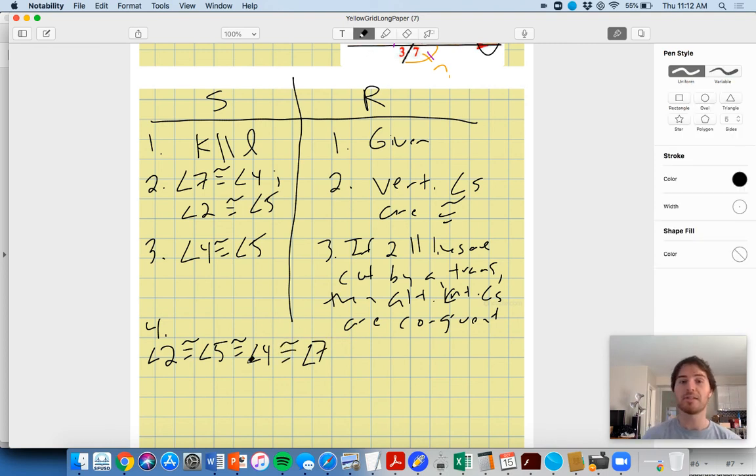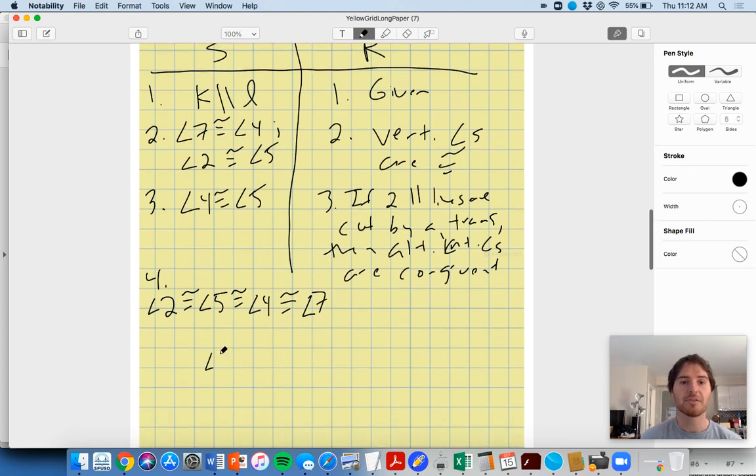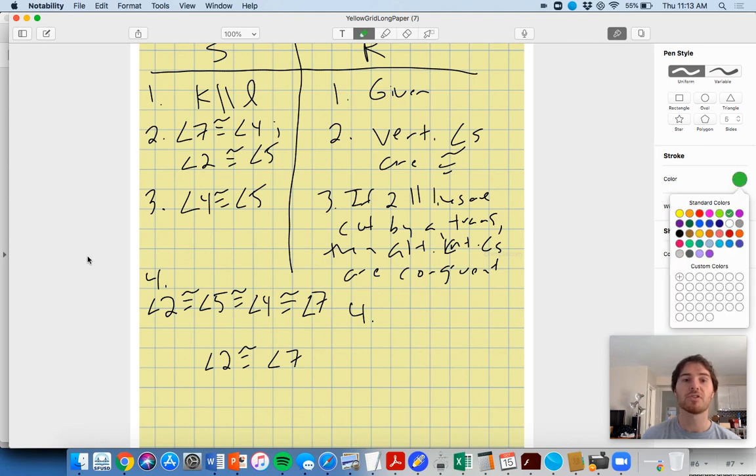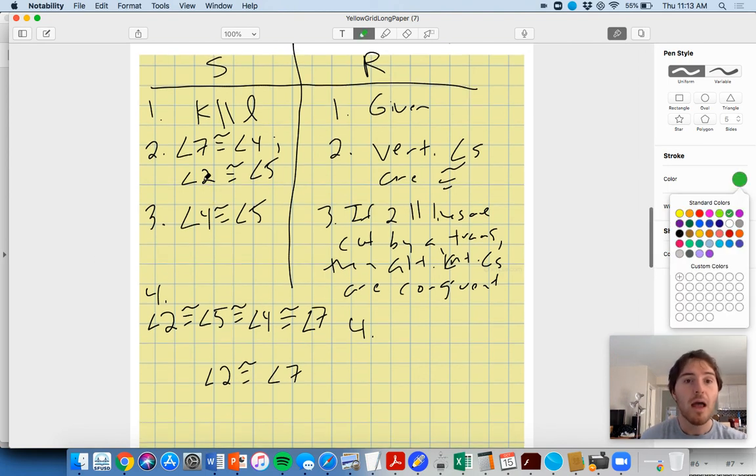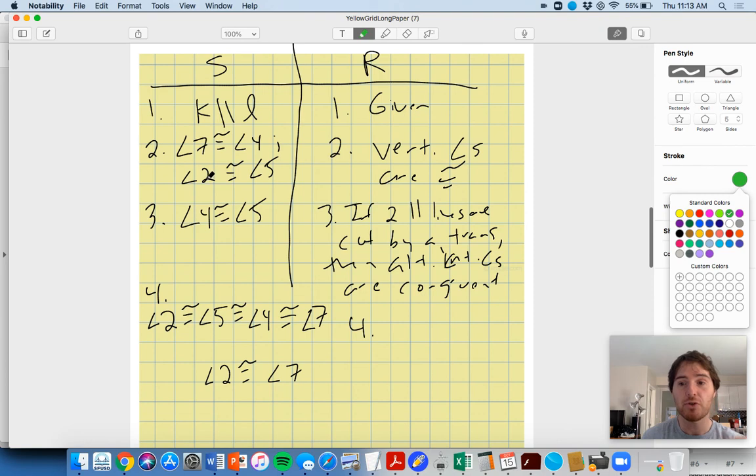These are congruent. Therefore, angle 2, right? Angle 2 would have to be congruent to angle 7, and we would finish the proof. Step 4 right here, okay? So the book tried to give you a little heads up about this earlier. What do we do here? Well, I'm trying to connect angle 2 and angle 7. Angle 2 is congruent to angle 5, and angle 5 is congruent to angle 4.